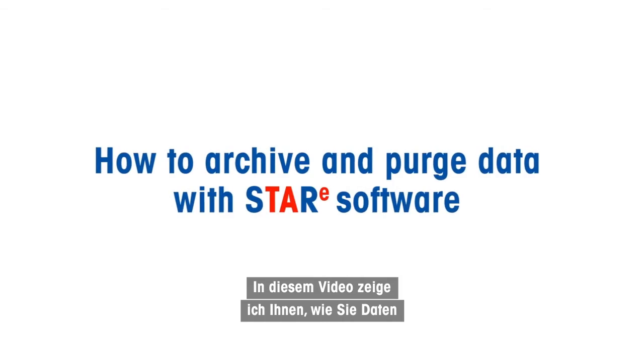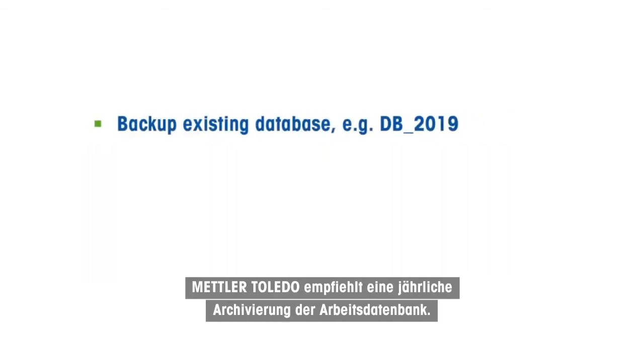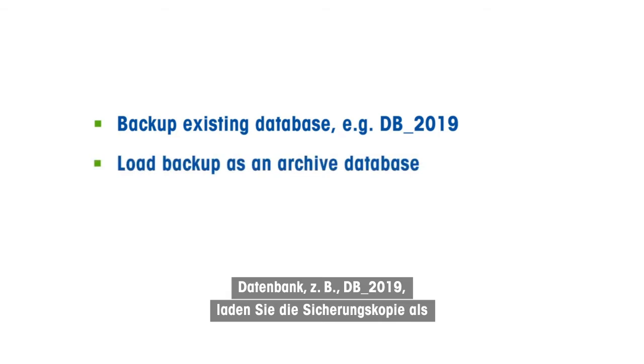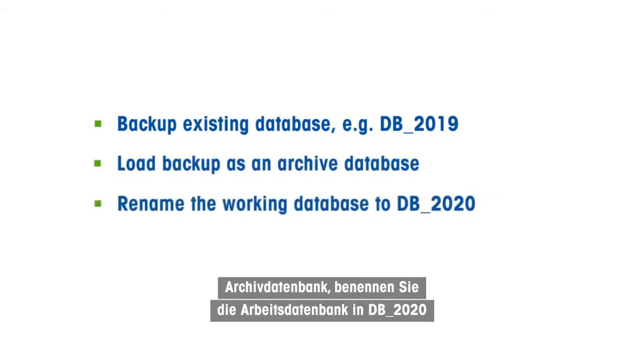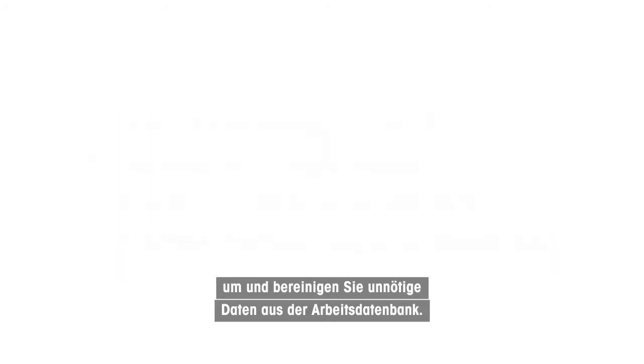In this video, I will show you how to archive and purge data in STARe-Software. METTLER TOLEDO recommends yearly archiving of the working database. For this, you need to perform the following steps. Back up your existing database, for example, DB 2019. Load the backup as an archived database. Rename the working database to DB 2020. Purge unnecessary data from the working database.